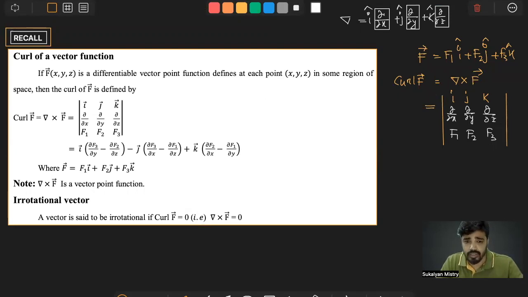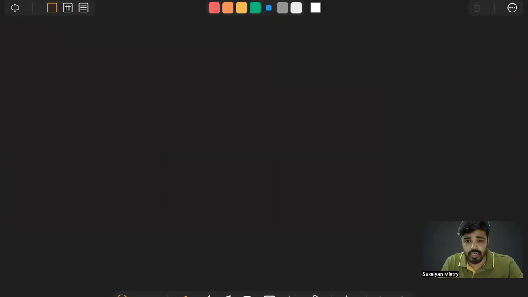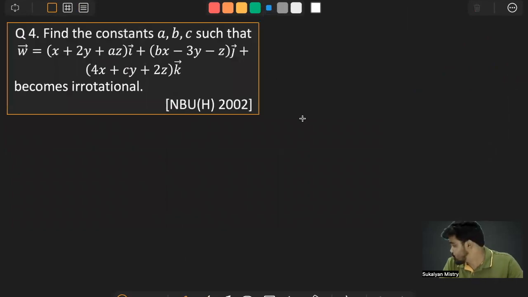Now we consider the next example. It is a very important example. Find the constants A, B, C such that W becomes irrotational. Here it is given that this vector is irrotational, and we have to find the values of A, B, and C. This question was asked in the North Bengal University Honors Exam 2002. Here it is given that the vector W is irrotational.